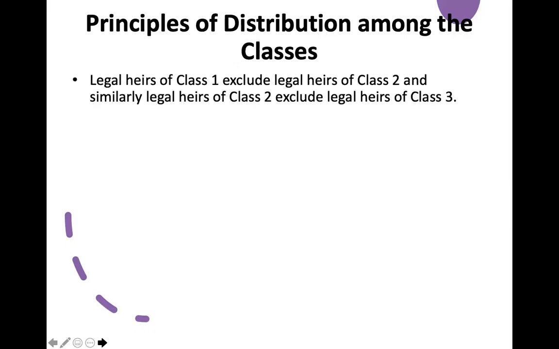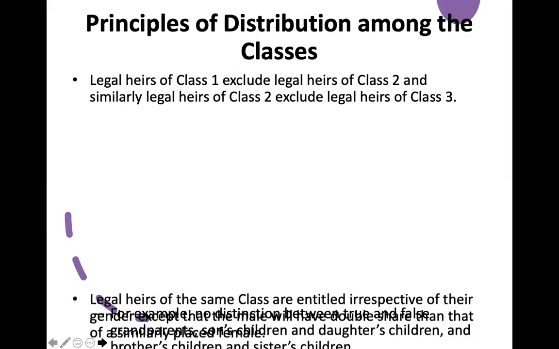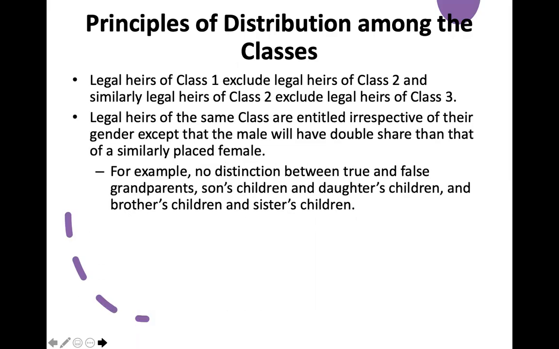What are the principles of distribution? Legal heirs of class 1 exclude legal heirs of class 2. And legal heirs of class 2 exclude legal heirs of class 3. Legal heirs of the same class are entitled irrespective of their gender, except that the male will have double the share than that of a similarly placed female. That is similar in Sunni inheritance law or Hanafi inheritance law, to be very specific.